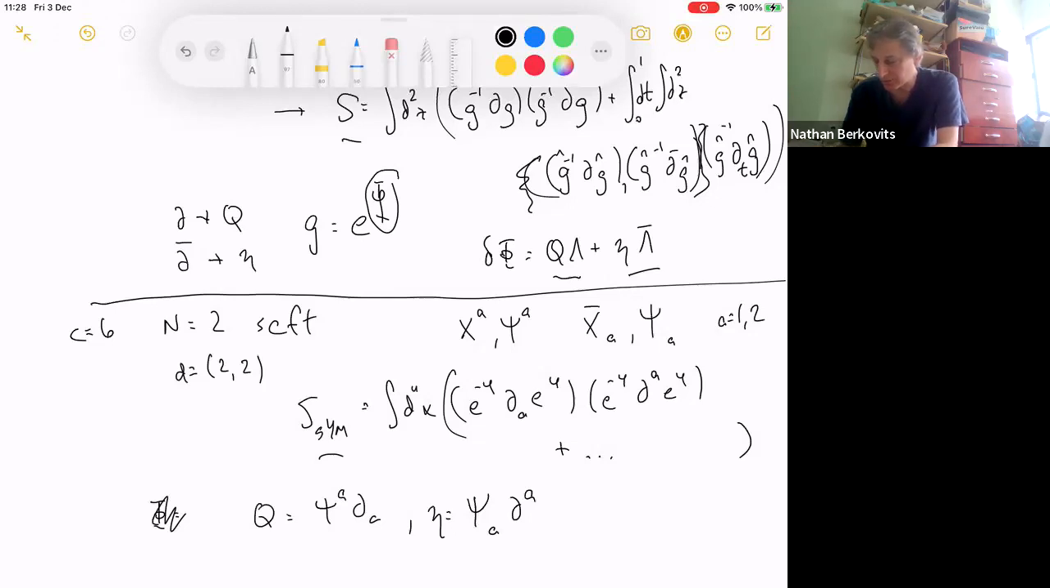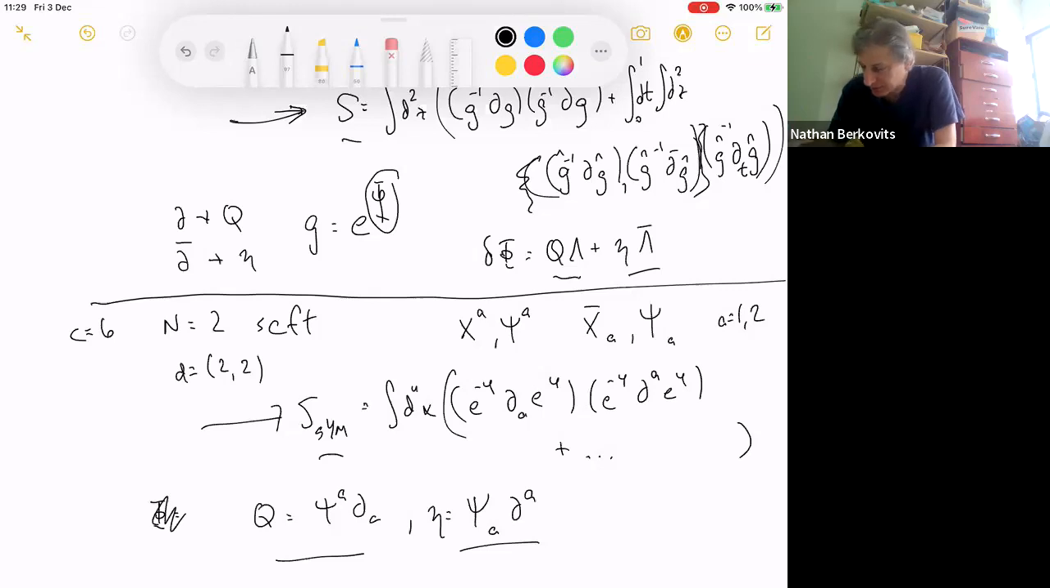Then it turns out this action here reproduces this action here. So if you just plug in the N equals 2 superconformal field theory using Q and eta, and compute the string field theory action using Q and eta of this form. So these are just the N equals 2 superconformal generators. I'll talk more about that in a second.